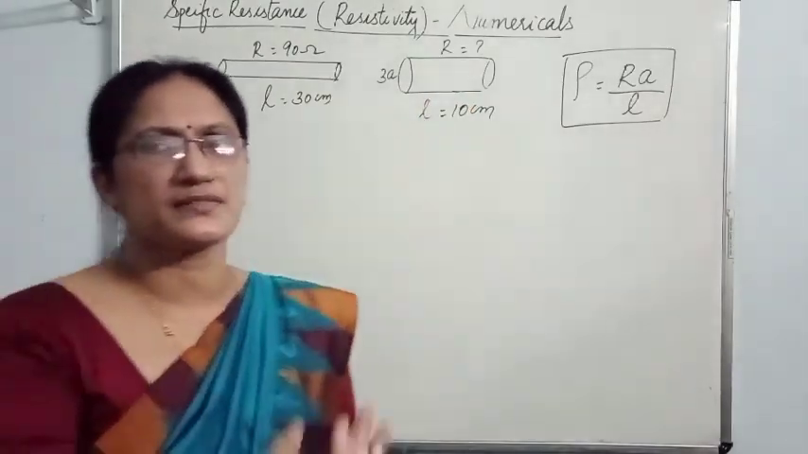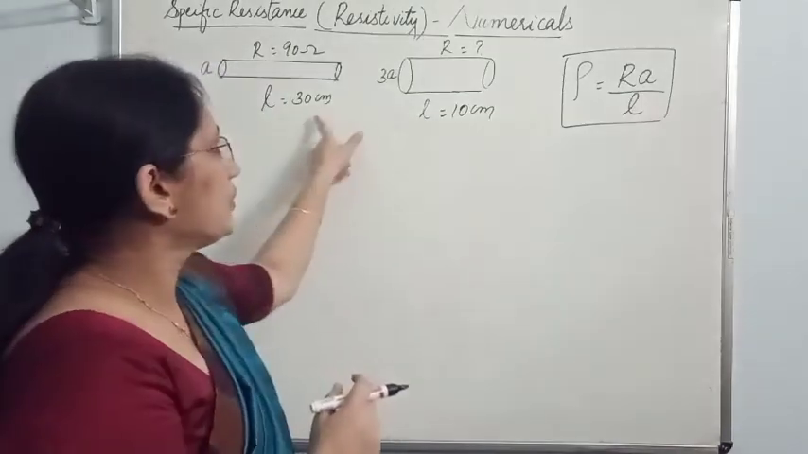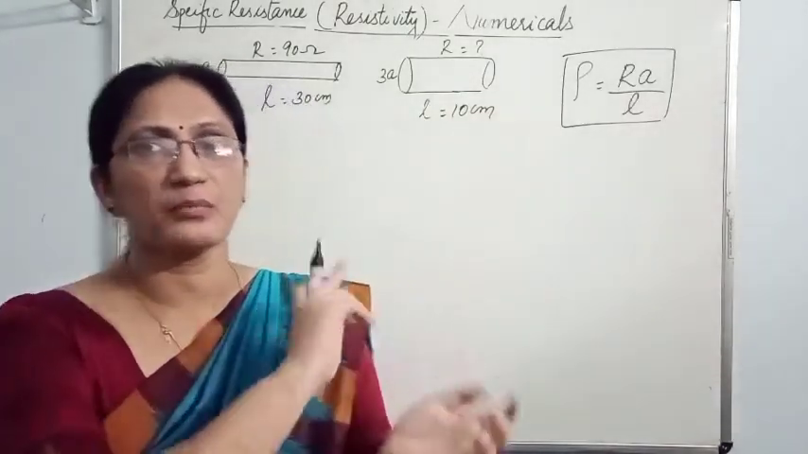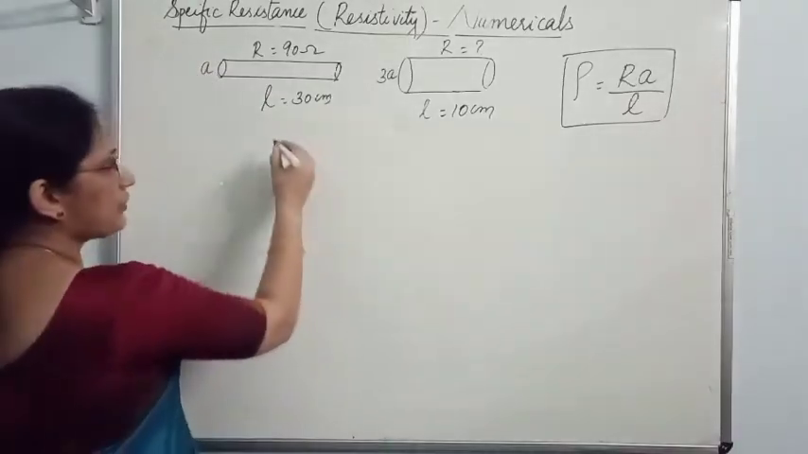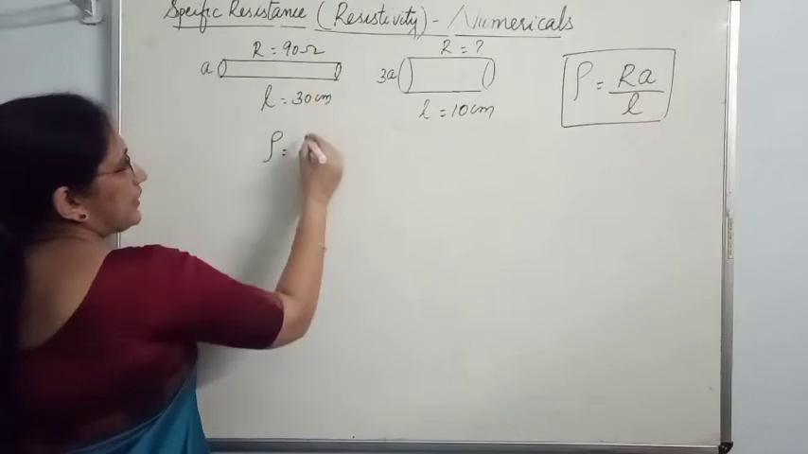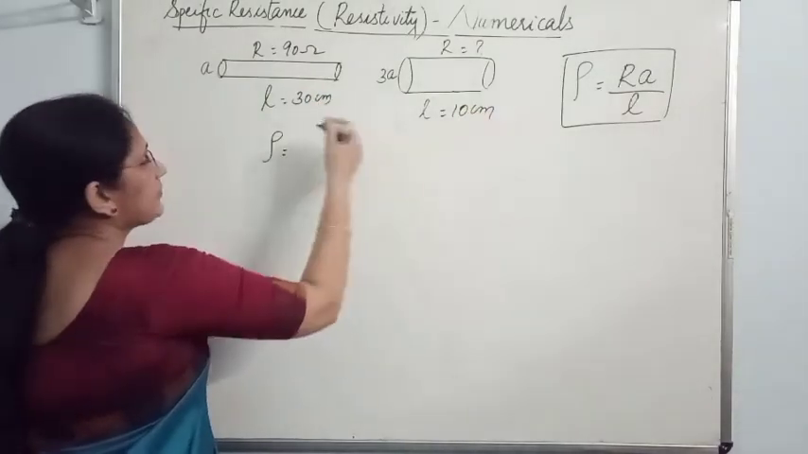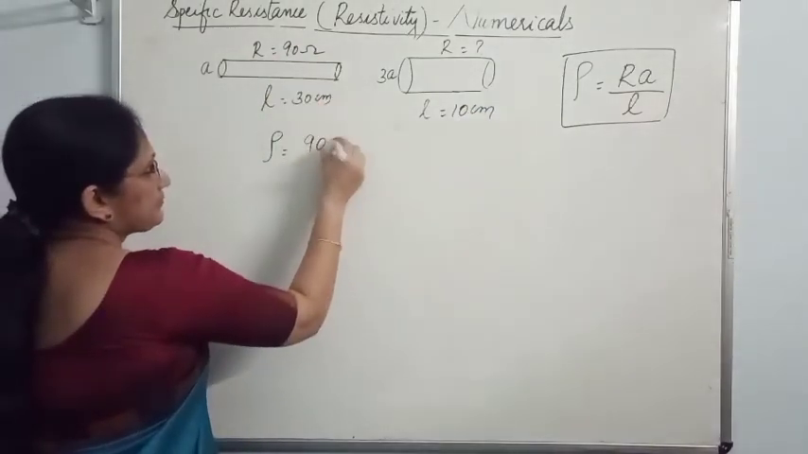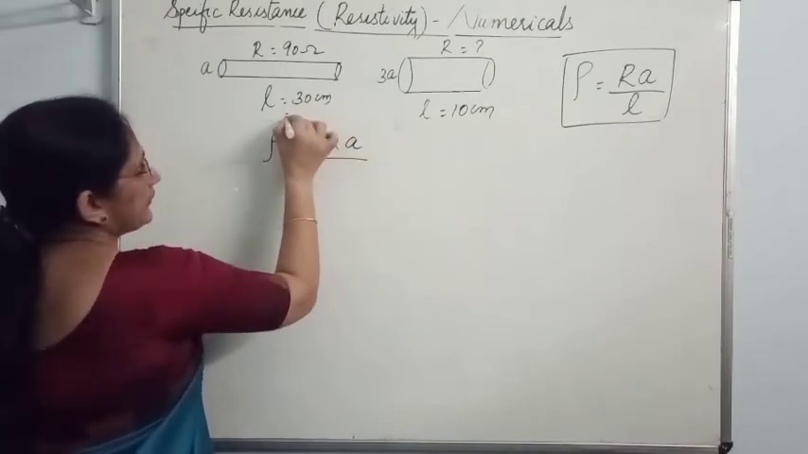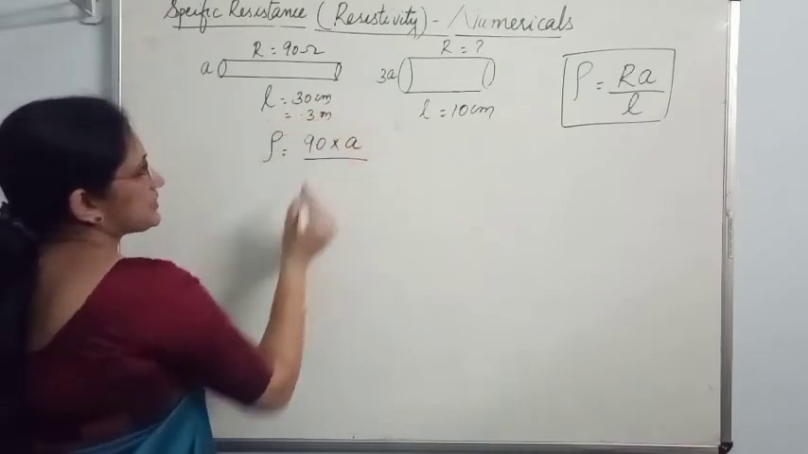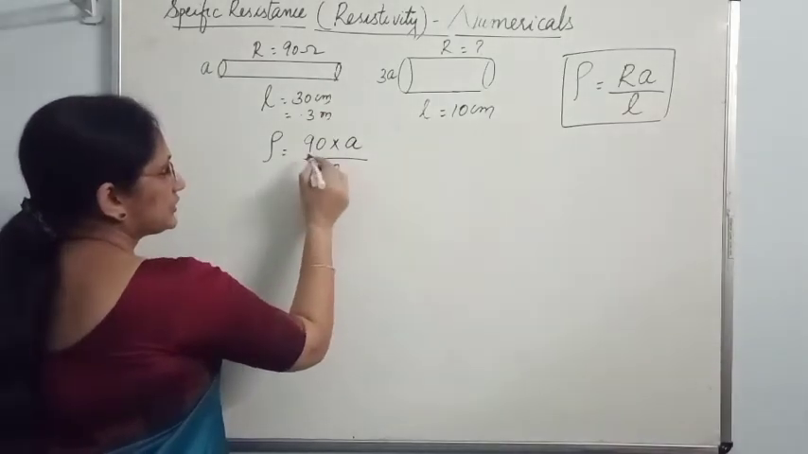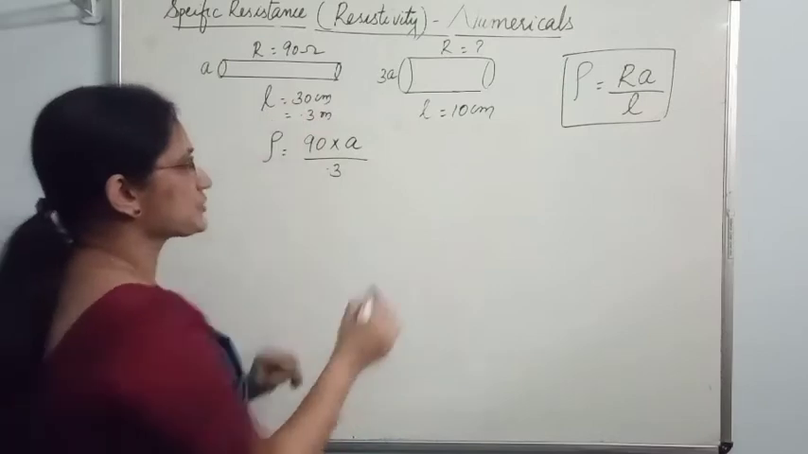Same concept as earlier. Rho is equal. Since the material is the same, rho is the same for both the pieces. So make a formula for rho of the first wire. The formula for rho is RA by L. R is 90, into A by L, which is 0.3 meter, since 30 centimeter means 0.3 meter. So this is the formula for rho of the first wire.